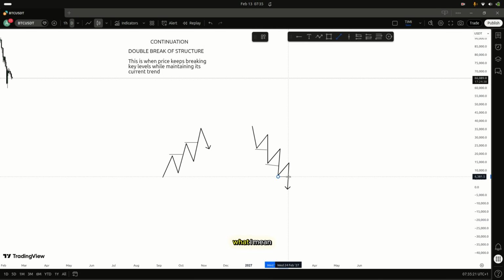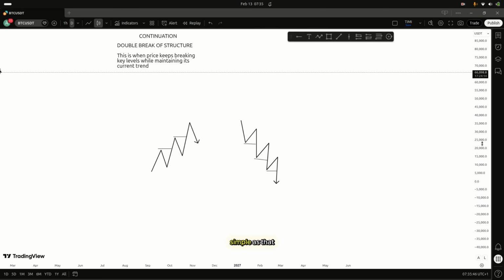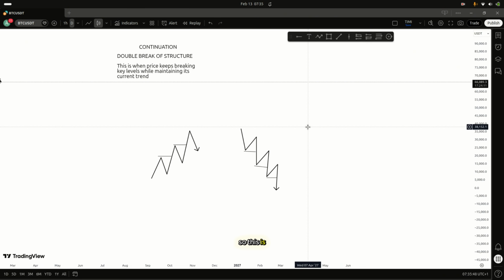So that is what I mean by key levels. In a downtrend, when price keeps breaking the lows, those are the key levels that price is breaking. So when price keeps breaking key levels while maintaining its current trend, I hope you are getting it. It is as simple as that. So this is what I mean by price breaking key levels while maintaining its current trend.